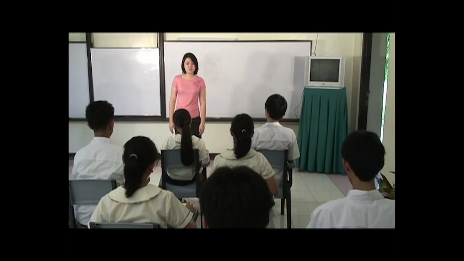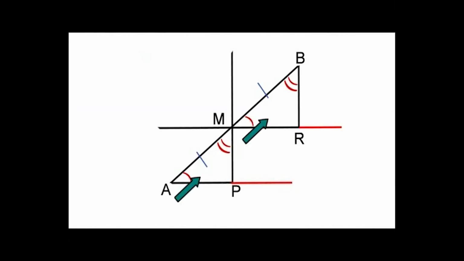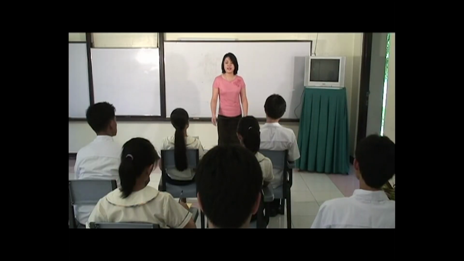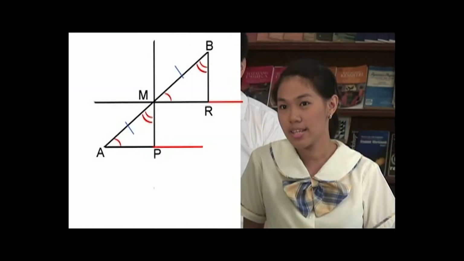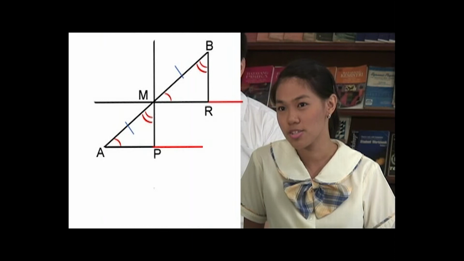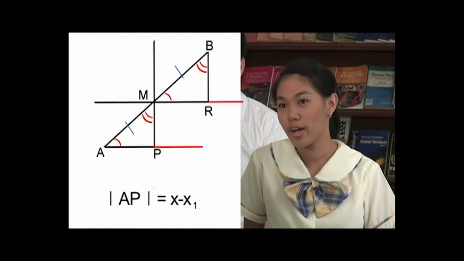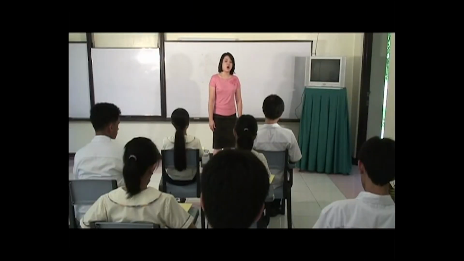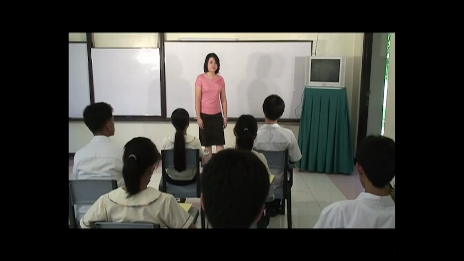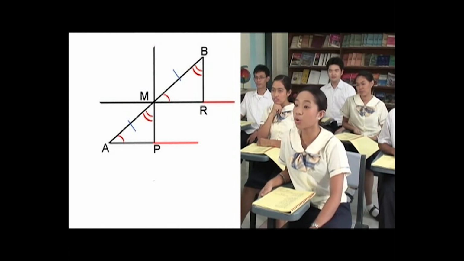That's right. Now which sides of the two triangles are congruent? AP and MR are congruent, and so are MP and BR. Can anyone tell me the lengths of these line segments? Since AP is horizontal, the length is just the difference between the x coordinates of A and P. We have absolute value of AP is equal to x minus x sub 1. How about the length of MR? It is also the difference of the x coordinates. We have absolute value of MR is equal to x sub 2 minus x.